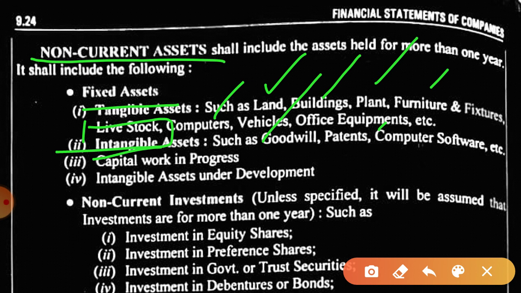Then capital work in progress and intangible assets under development. I have explained this point in my previous lecture, so listen to that lecture carefully. These two points are not that important, but still you have to remember where they will be treated in the balance sheet. Then non-current investment comes, the investments which are usually held by the company for more than 1 year. Is this clear?